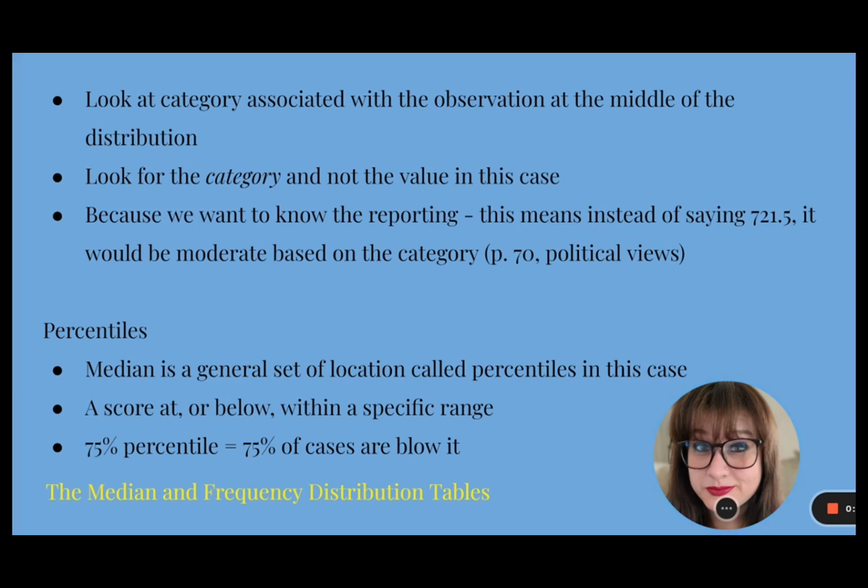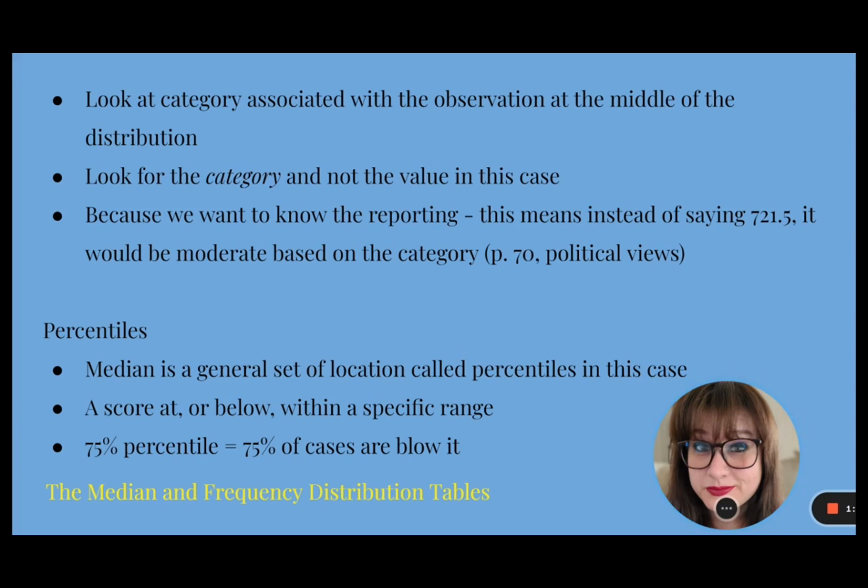So on page 70, it talks about political views. It says that the mean, well, not the mean, sorry, the number comes to 721.5. So that's the median. In this case, it's not saying that your median is 721.5. What it's saying is that value is associated with the label of moderate in political views, and that's what you're going to go to. In a couple slides, I'll talk about it in more detail, but that's something to think about when it comes to calculations of median for these categories.